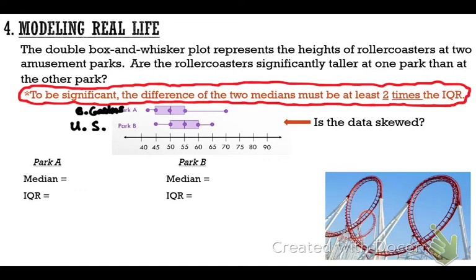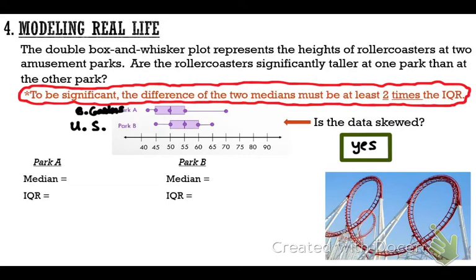But it looks like overall 50% of the data, which one does it seem has taller roller coasters? Universal, okay. All right, so as we're looking at this, help me out with this first question you see there. Is the data skewed? Yeah. In A, one is really long. In A it is, good job, because it is a little bit longer. It has that really long whisker. So yes, the data is skewed.